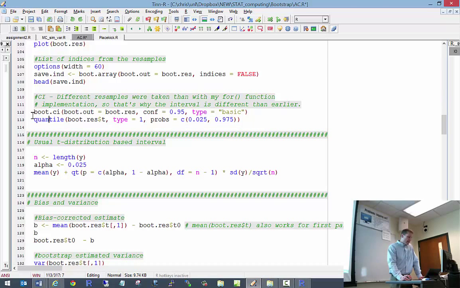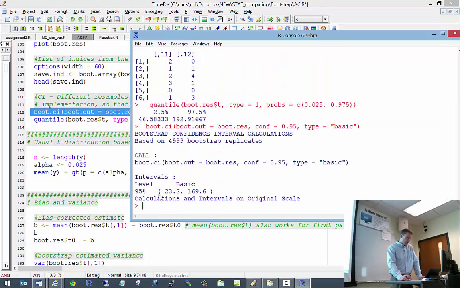So if I take boot.ci, for the first argument boot.out, specify boot.res, specify my confidence level with the conf argument, and then the type of bootstrap confidence interval that I want, let's say basic. If I run that, here's my basic bootstrap confidence interval. 23.2 to 169.6.